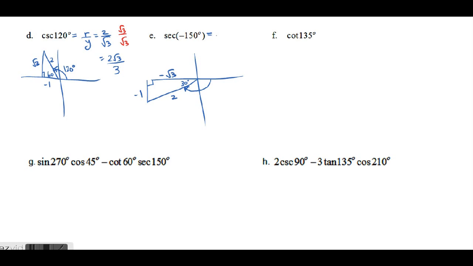And the definition of secant is r over x. R here is 2. X is negative root 3. Rationalize. And this is the final answer.